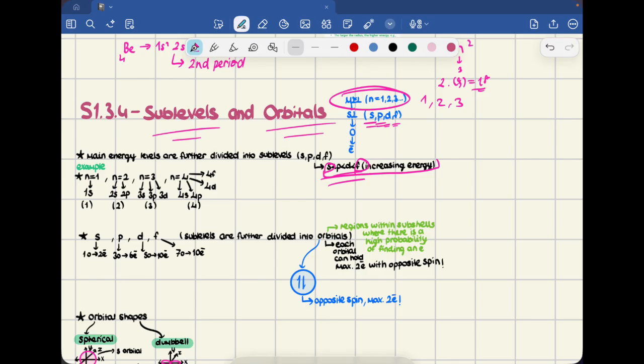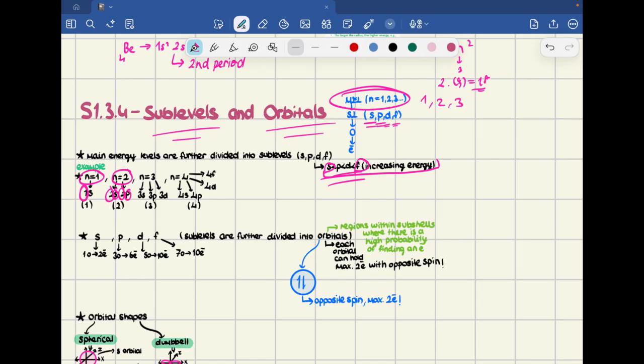Let's take a look at the first main energy level. In the first main energy level, there is a single S sublevel, and the main energy level number must be written in front of the sublevel. So this is the 1s sublevel. Now the second main energy level: within it, we have the S and the P sublevel, and we must write the number of the main energy level in front of the letter of the sublevel. This is how we can write it.